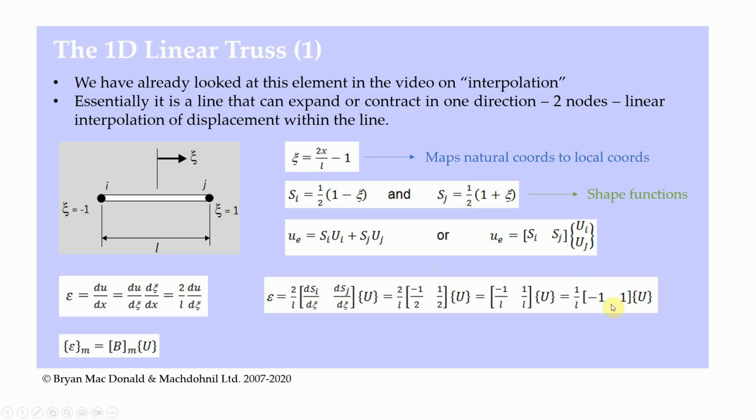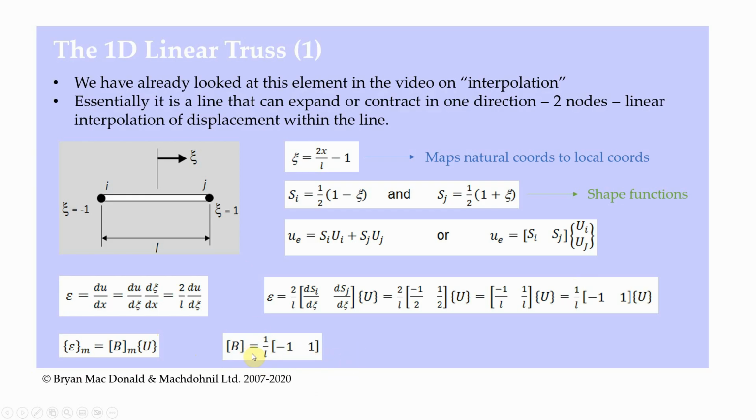Okay, and then if I compare this to my general form here, I always have strain is equal to this strain displacement matrix B times the nodal displacement vector u. Now I've already got that in the form I want here, so that tells me that this bit here is the strain displacement matrix. So again, there's the strain displacement matrix for this element. It's 1 over L, minus 1 and 1.